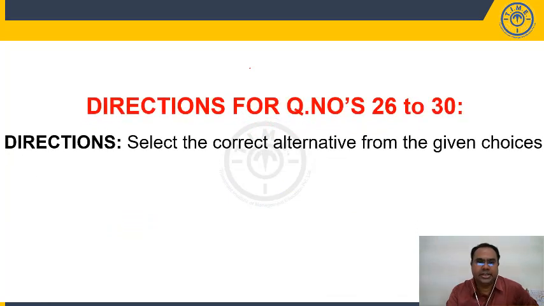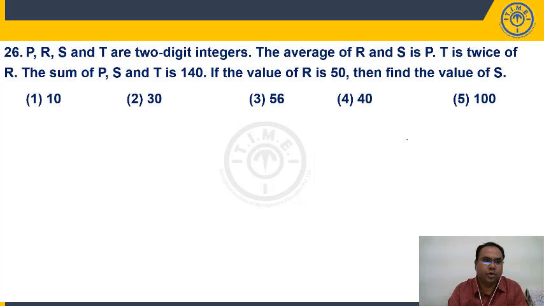Directions for question number 26 to 30. Select the correct alternative from the given choices. These are individual questions. P, R, S, T are 2-digit integers. Average of R and S is P. T is twice of R. Sum of P, S, T is 140. Value of R is 50. Find the value of S. This is a simple equations question. This question can be classified as easy, students.